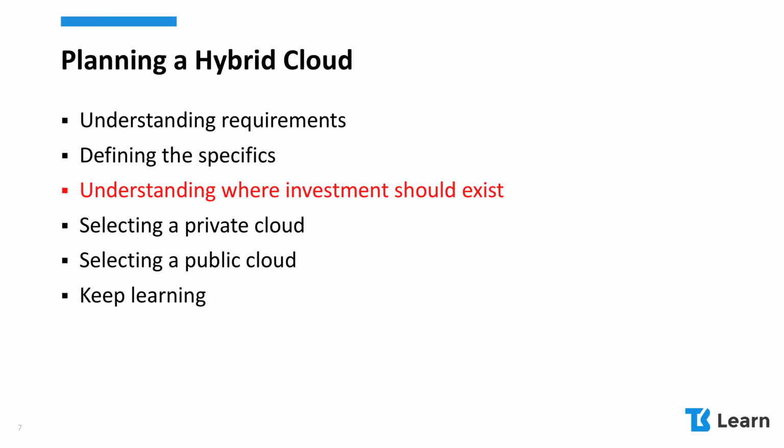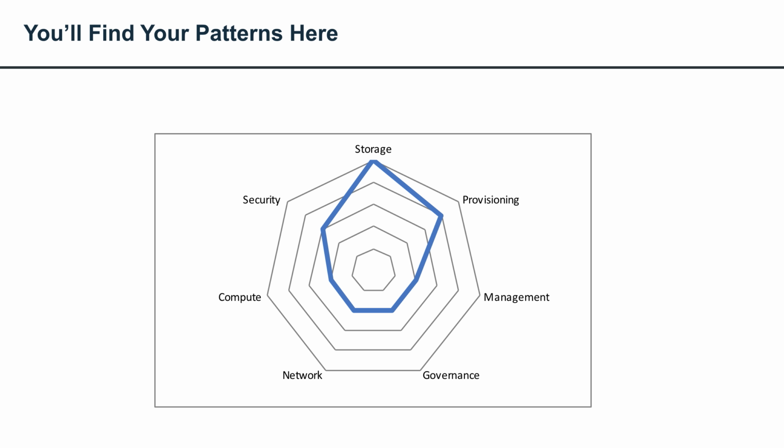So understanding where the investment should exist. This is basically taking the attributes that we talked about in the previous slide and then really assigning certain weights to them. And this is what our attributes look like in a spider diagram. Storage is, of course, the most important, provisioning the second most important, security the third most important, where compute, network, governance, and management are not as important to this particular scenario. The idea is that we're understanding where our priorities lie, in other words, where we need to invest our dollars into building our solution. This is kind of a jumping off point or a mind exercise so we can figure out where those resources need to be allocated.